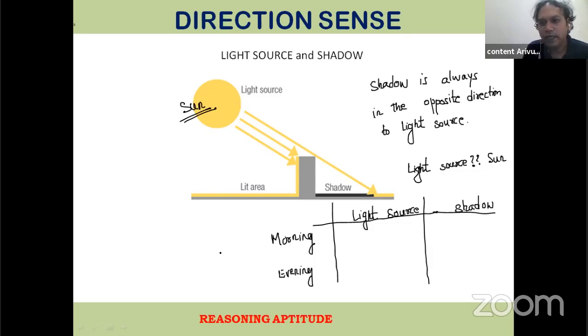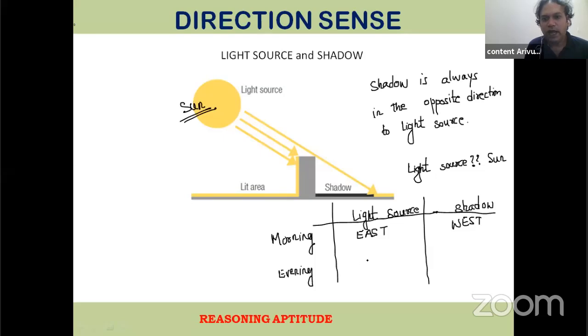Light source and shadow, morning and evening. So in the morning, light source, which is our sun, is in which direction? East direction. So shadows will be towards which direction? West direction.